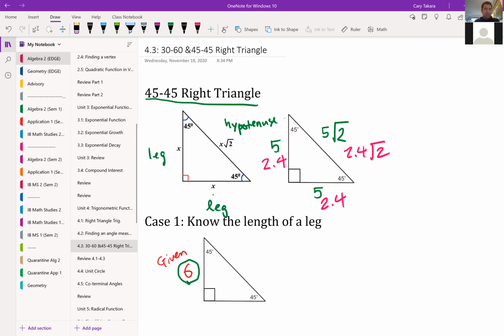You guys okay so far? But there are a couple of variations. So I want to talk about 2 cases, okay?